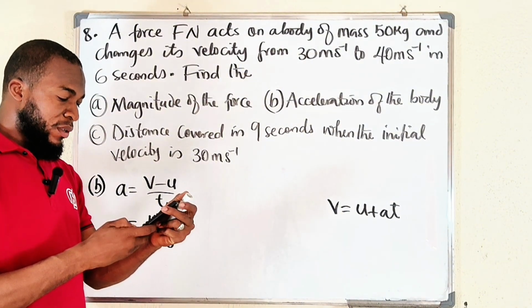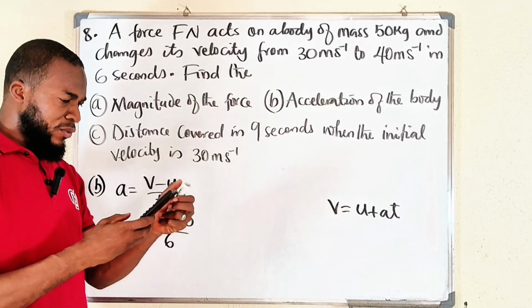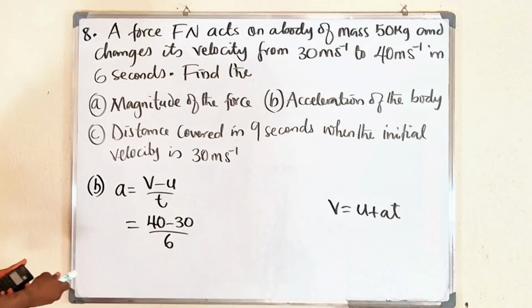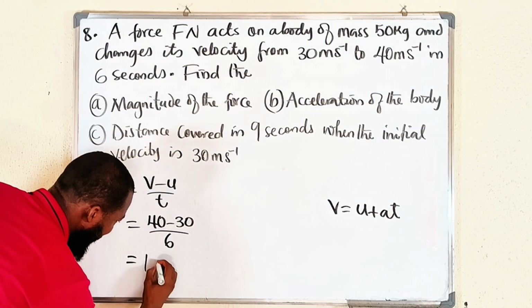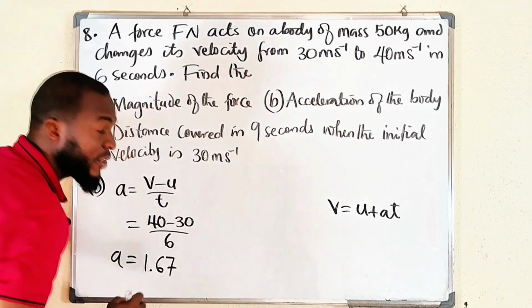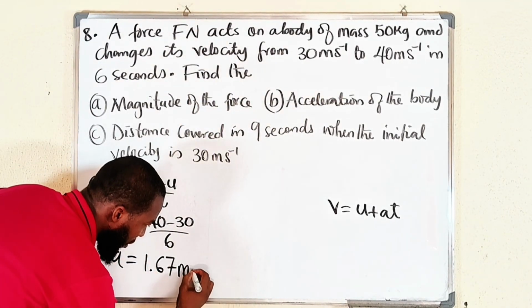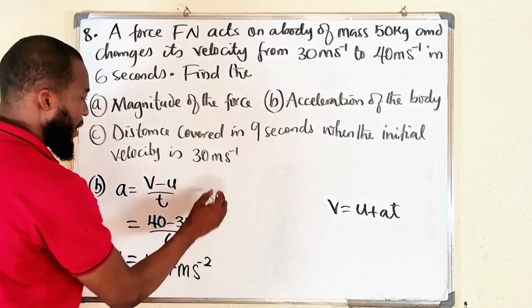40 minus 30 divided by 6 is equal to 1.67. This is A. And the unit is what? Meter per second squared. So we are done with the B part.